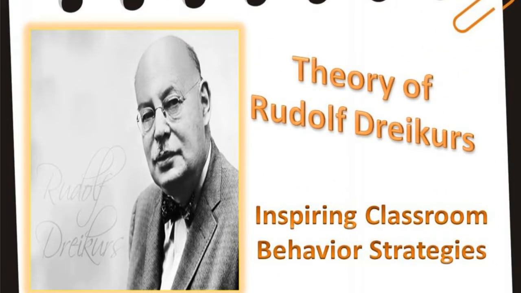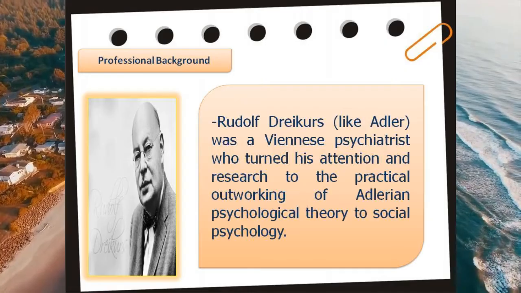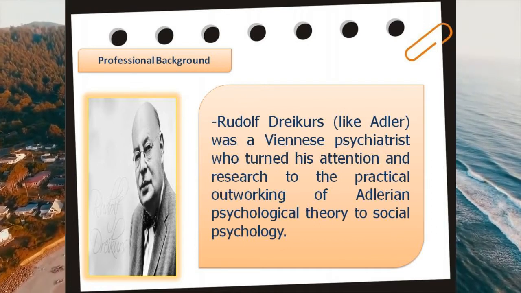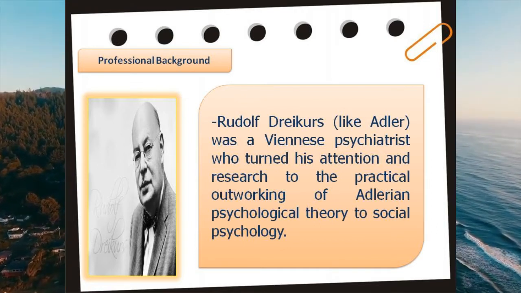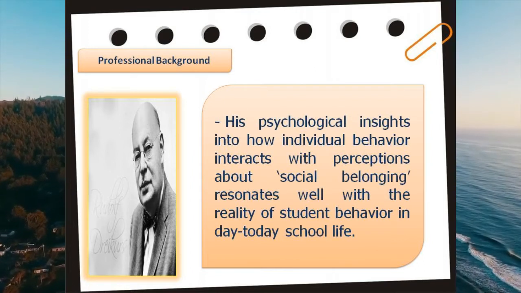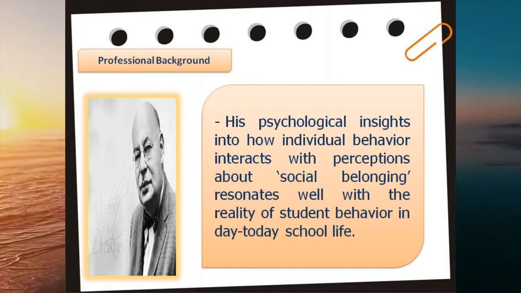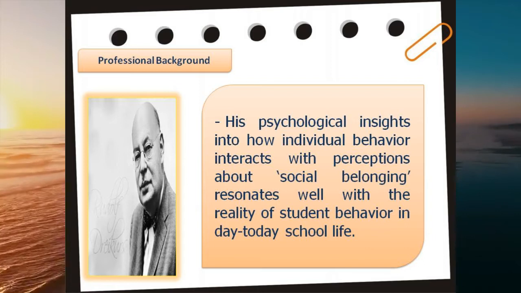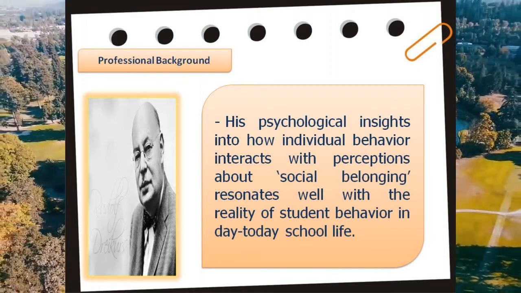Let us first know who is Rudolf Dreikurs. Let's have some chat on his background. Rudolf Dreikurs was a Viennese psychiatrist who turned his attention and research to practical outworking of Adlerian psychological theory to social psychology. His psychological insights into how individual behavior interacts with perceptions about social belonging resonates well with the reality of student behavior in day-to-day school life.